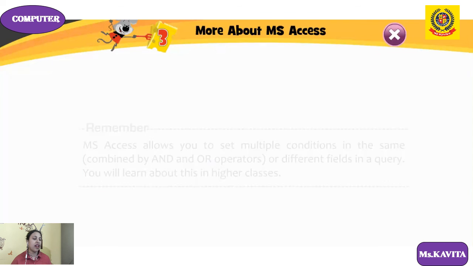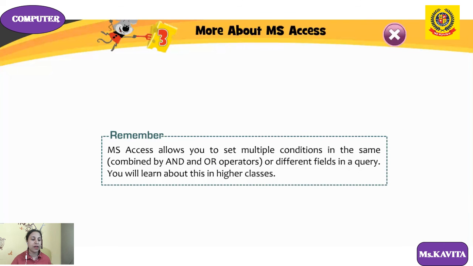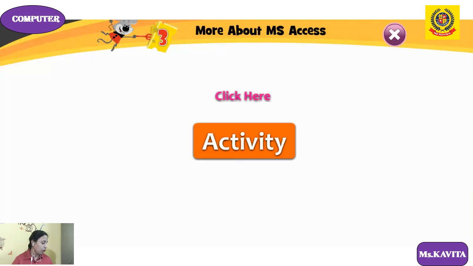MS Access allows you to set multiple conditions in the same query, combined by AND or OR operators, or on different fields in a query. You will learn about this later on. One more activity is given on page number 44. This is your homework. You have to do the activity given on page number 44.